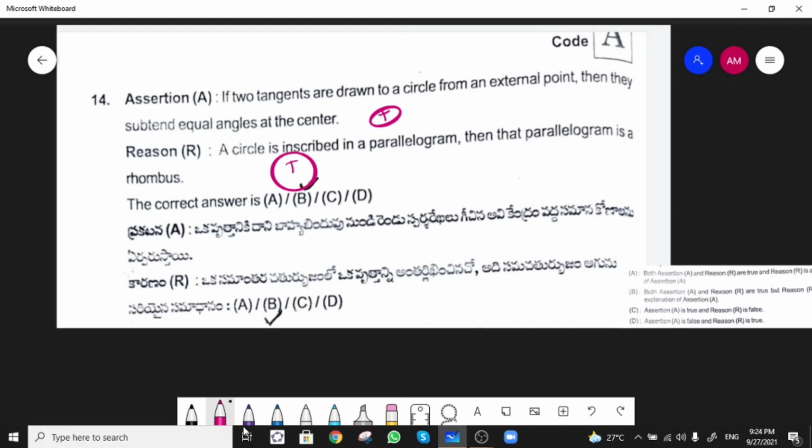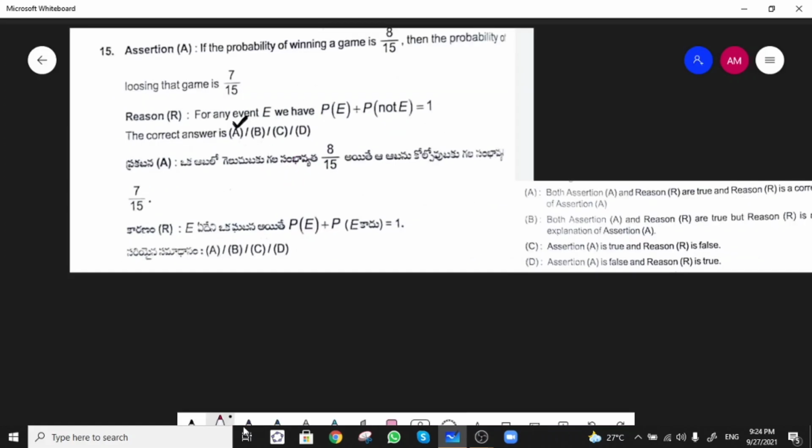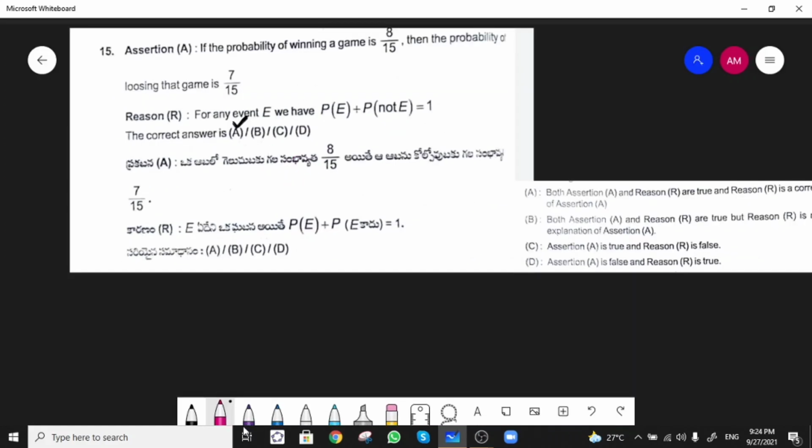So what is the option? Option B. So the correct option for the 14th problem is B. Let us move to the 15th problem. Given that assertion, if the probability of winning a game is 8 by 15, then the probability of losing that game is 7 by 15.